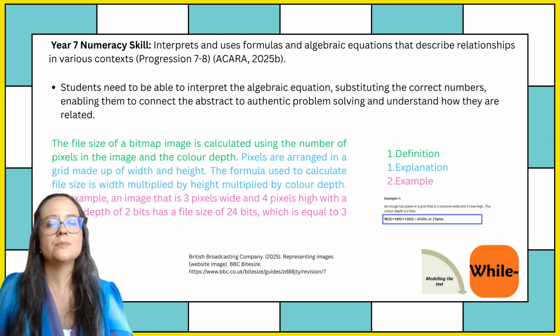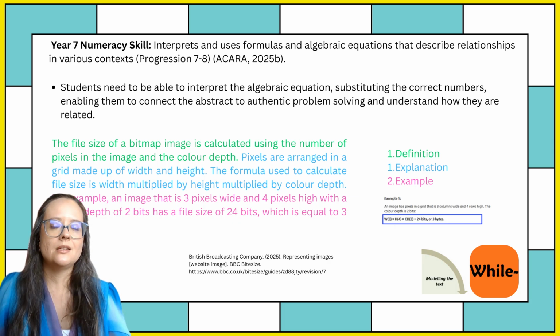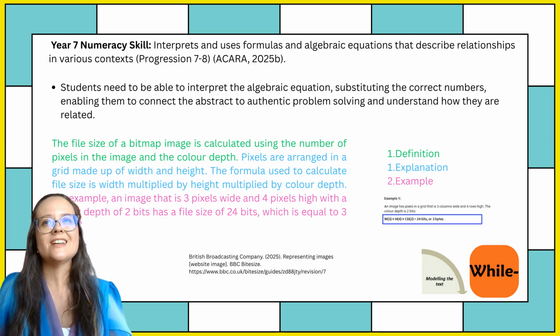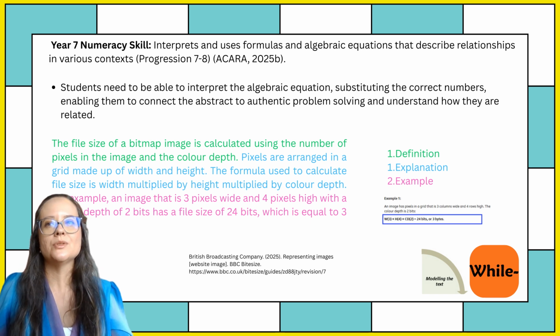So from here, I would explicitly link the example to the equation and text, explaining how I translated the formula into words. So I didn't just make up this explanation, I took the words, language, and equation from the text. So as you can see, the formula is actually W multiplied by H multiplied by CD equals file size, or width multiplied by height multiplied by color depth equals the bitmap image file size. Does this make sense for everyone?